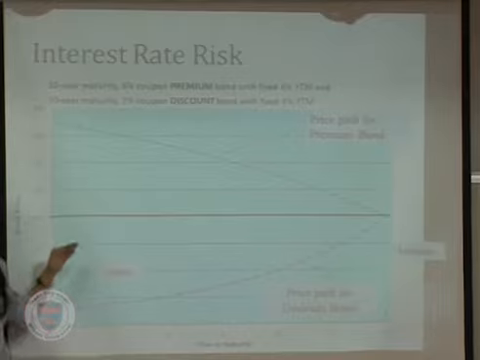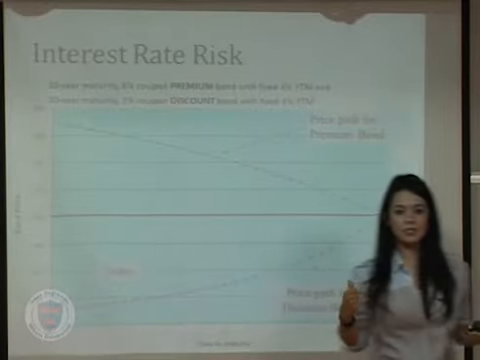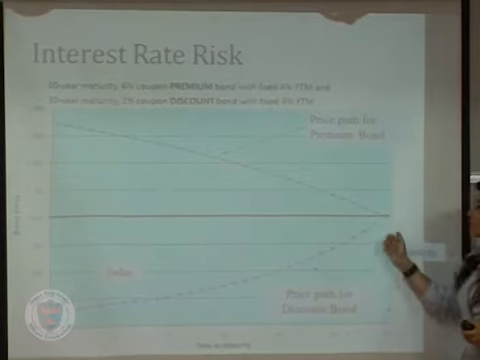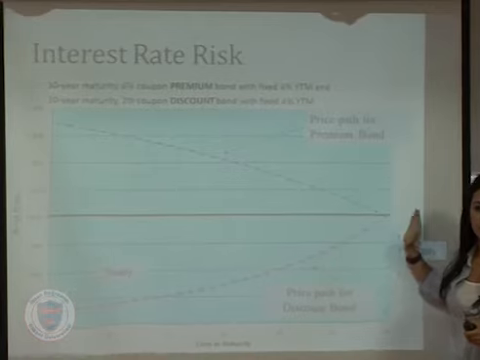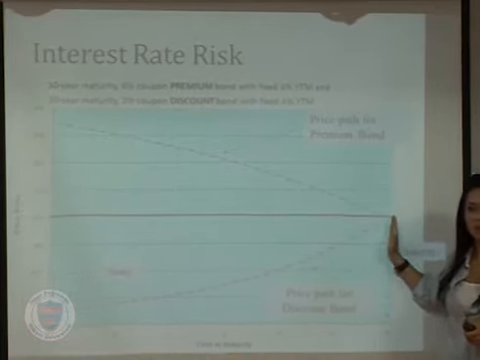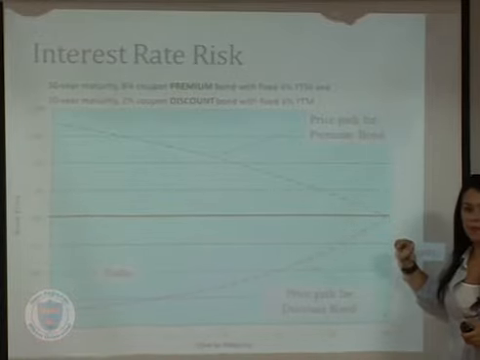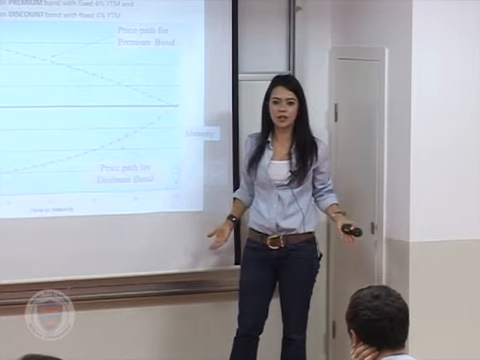If you look at the price paths, interestingly, their prices should both be equal to 1,000 at maturity. Why? At the 30th year, both of them have a price of 1,000. Why? There is no coupon. There's no coupon payment. The only money you're going to get is the face value.